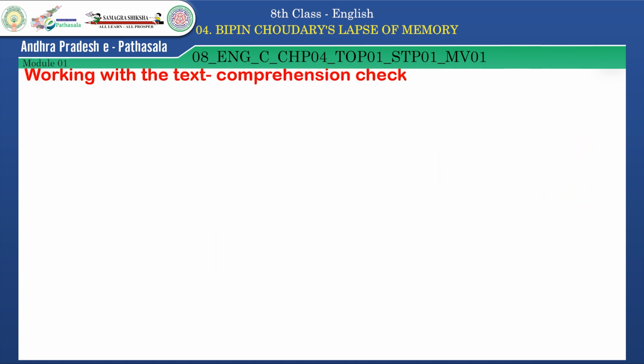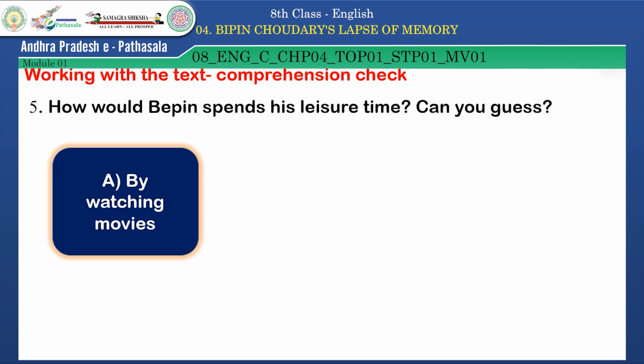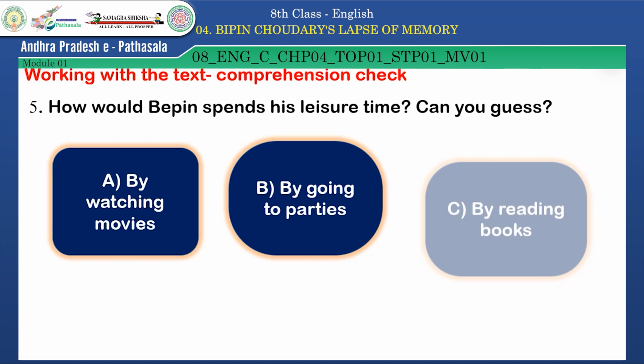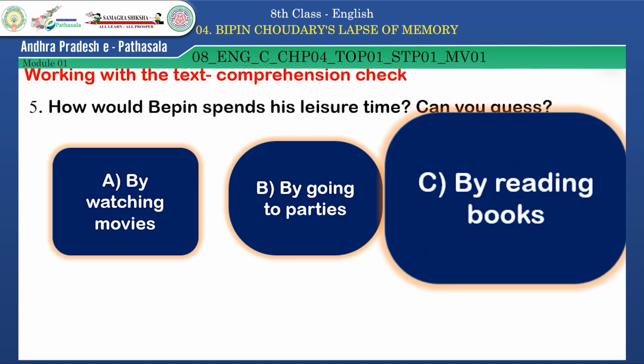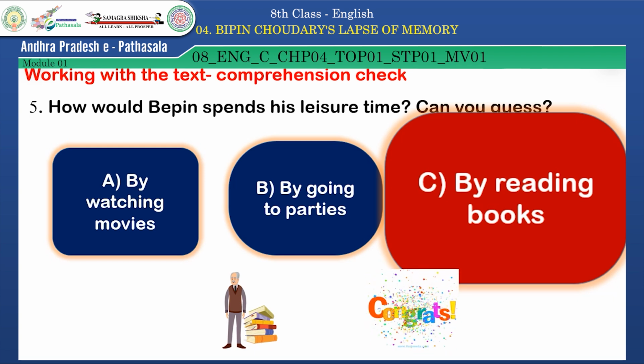One more comprehension. How would Bipin spend his leisure time? Can you guess? By watching movies, by going to parties, by reading books. You know this answer, right? By reading books is the right answer. Very good. Bipin lives alone and spends much of his time reading books. Congrats!